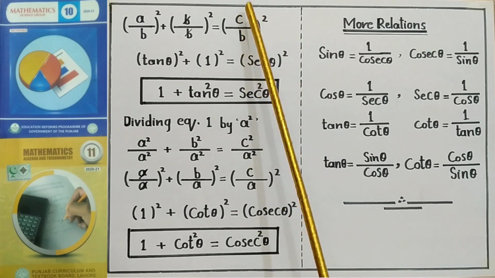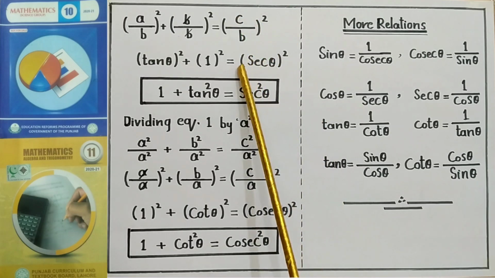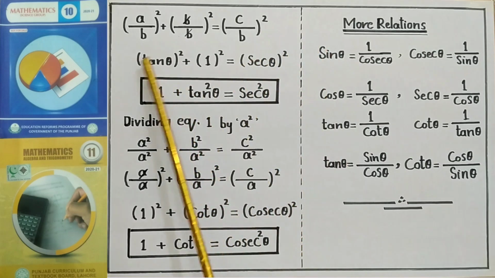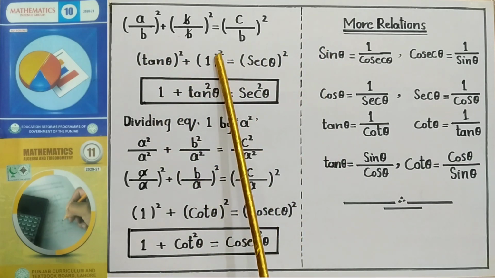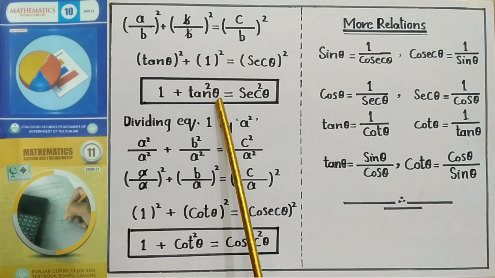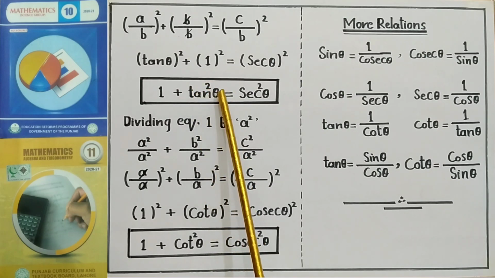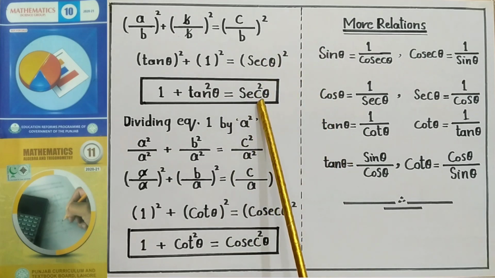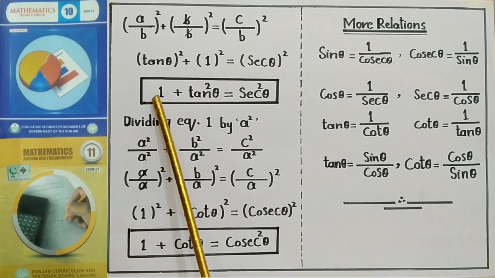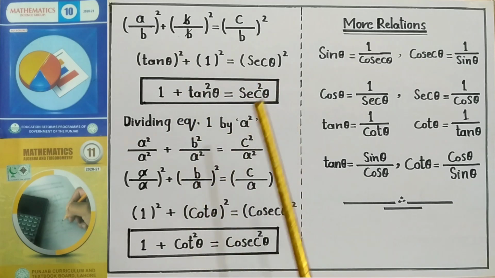Base over hypotenuse is equal to cos theta, and hypotenuse over base is the reciprocal of cos theta, that is secant theta. So secant theta whole square. In order, 1 plus tan square theta, not the square of theta but the square of the ratio, is equal to secant square theta. It is the second important fundamental identity derived from the Pythagoras theorem and is very important for trigonometry.